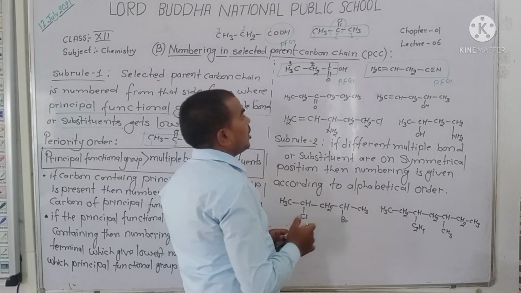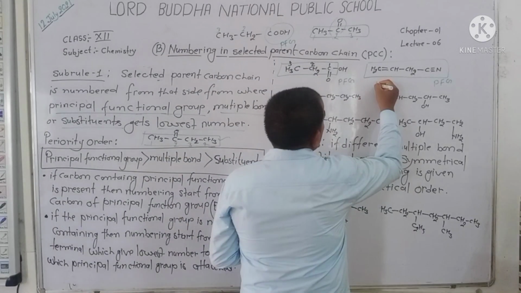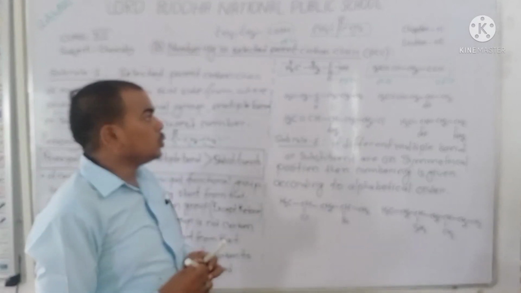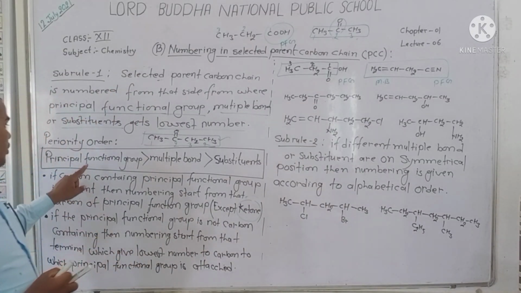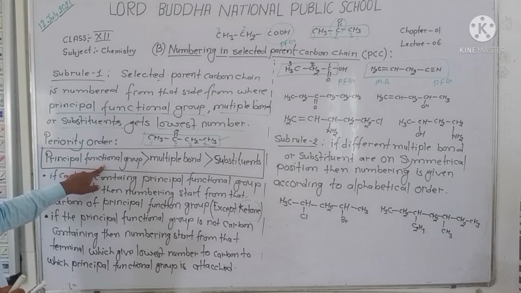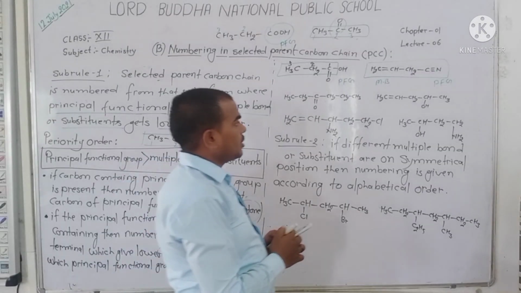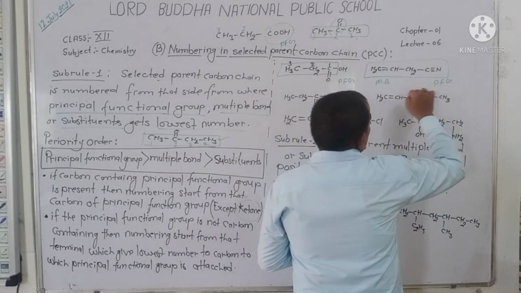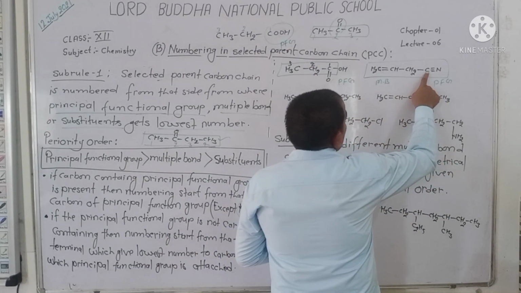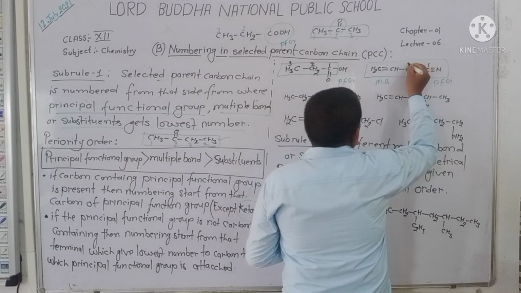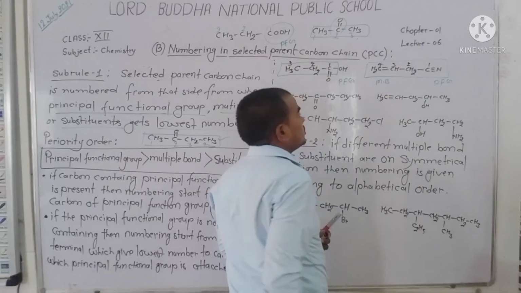So here is the multiple bond. But you know that the principal functional group has more priority than the multiple bond. So the counting starts from the carbon of the principal functional group: first, second, third, fourth.